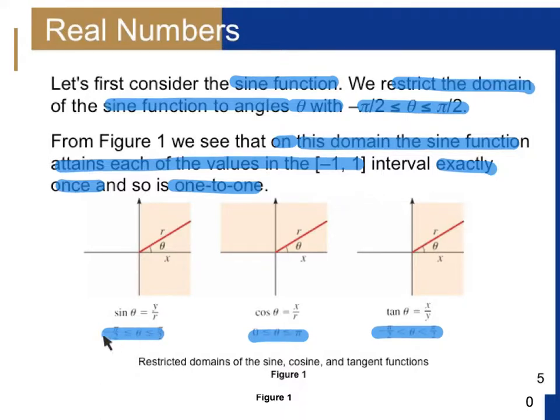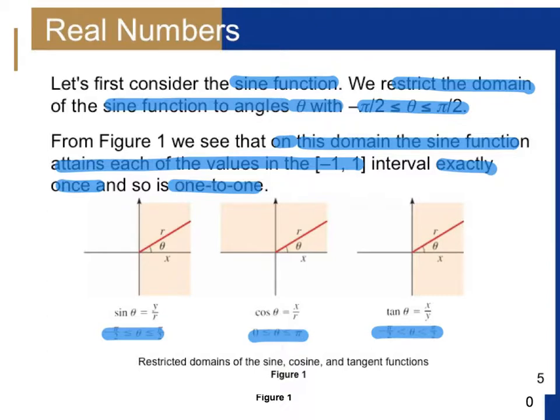Note the difference here, though. We include minus pi over 2 and pi over 2 for sine, because remember we can have a sine equal to 1 and minus 1, but we do not include minus pi over 2 and plus pi over 2 for tangent. So be careful of that, because remember it's undefined there. That's when cosine is 0, right?